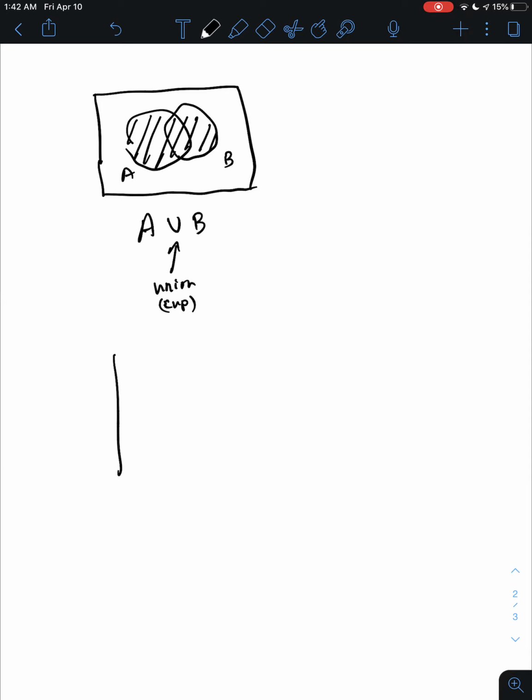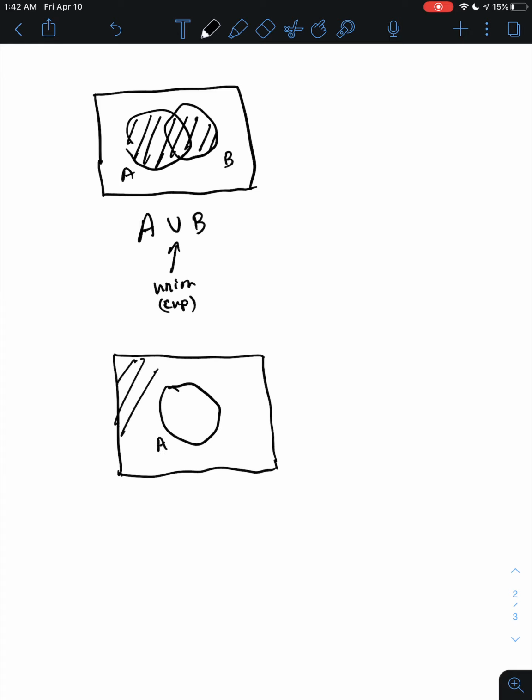There's a third one, and it's just an operation on a single set. So if I have the set A, then everything that's not in A is what's shaded here. And this is a complement.